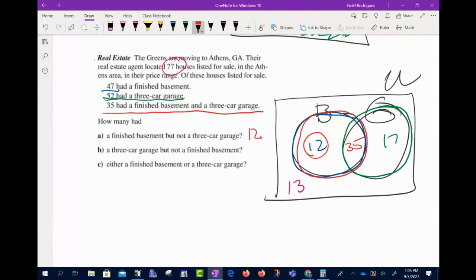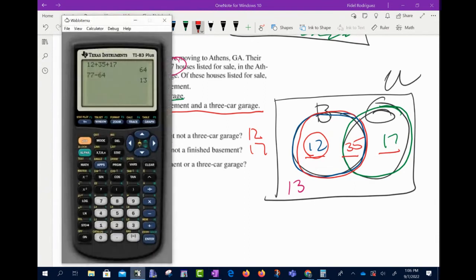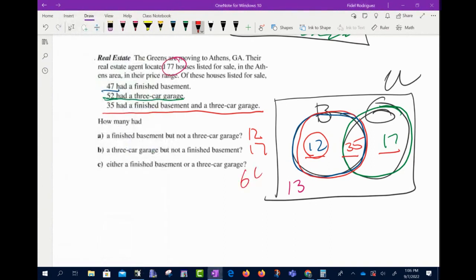Okay. How many of them have the 3-car garage, but not the basement? Anybody know? 17. Okay. And how many of them have either? Either, you all, are those numbers added up together. All of those numbers added together. As long as it falls in one of those circles, we're good. If it falls in both, that's fine too. So when we added up all those numbers, y'all remember what we came up with? 64, right? So that's my answer for the last part.